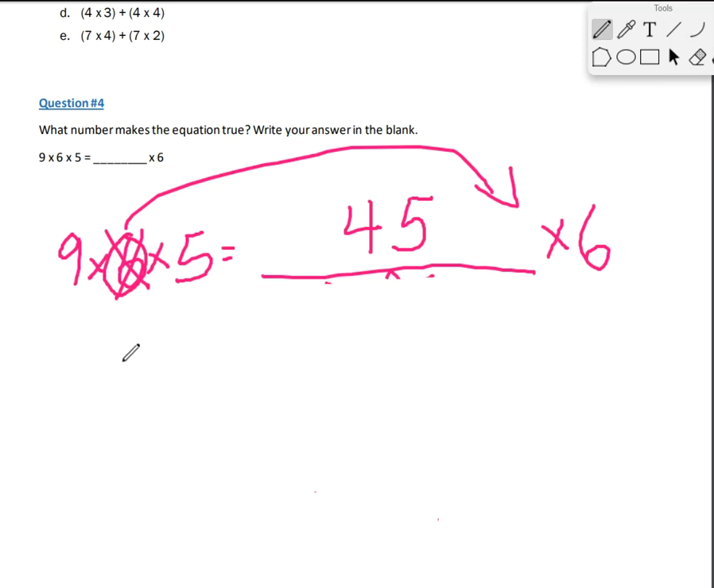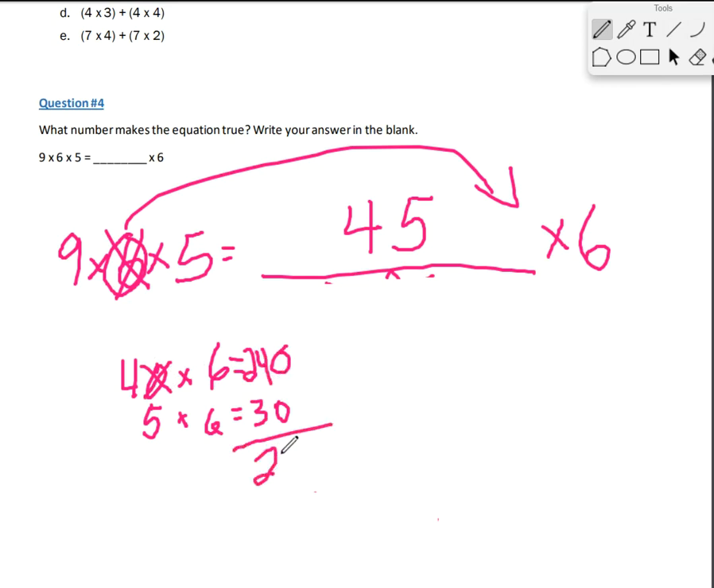So here, let's do the 45 times 6. I'll break it apart, and we'll do 40 and 5. So we'll do 40 times 6 and 5 times 6. We know 5 times 6 is 30. Here we need to poof a 0, and then we're left with 4 times 6, which is 24. And then if I add these up, I get 270.